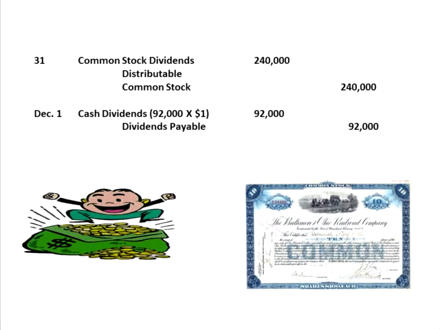On December 1st, it declared a $1 per share cash dividend to stockholders of record on December 15th, payable January 5th, 2017. So we're just doing the declaration in December. And remember what we had said prior to this, that the dividend will be paid on the original 80,000 shares plus the 12,000 from the stock dividend. So 92,000 shares will be getting $1 per share. So we're debiting cash dividends for $92,000 and crediting dividends payable for $92,000.